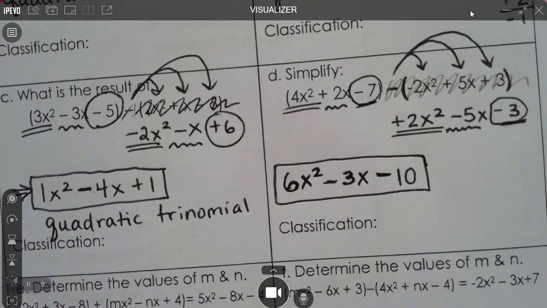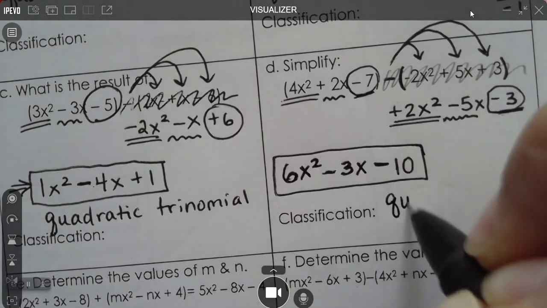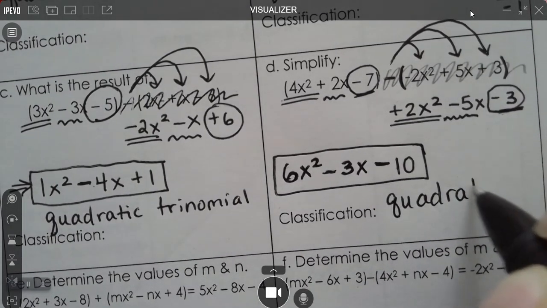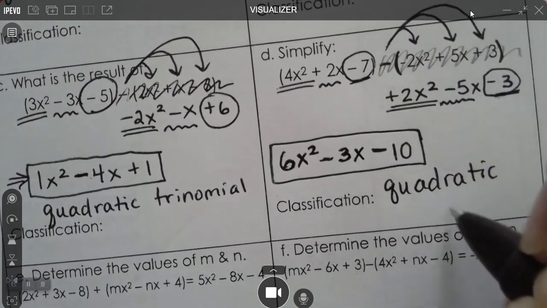All right, you want to name this one? Quadratic trinomial. And you're like, why does it appear so much? Because we have an entire unit on just quadratics. Are we clear?